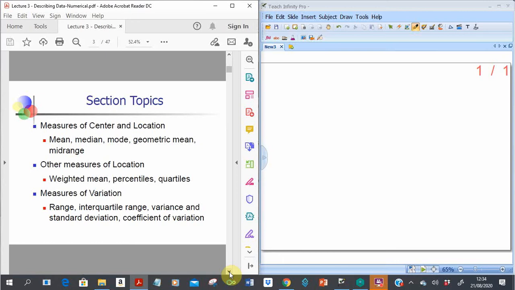We also have measures of location. These are used to measure how the data is positioned. We use the weighted mean here, percentiles and quartiles. And for variation, we want to see how the values that we have vary from each other. So we use the range, the interquartile range, the variance, standard deviation, and coefficient of variation.